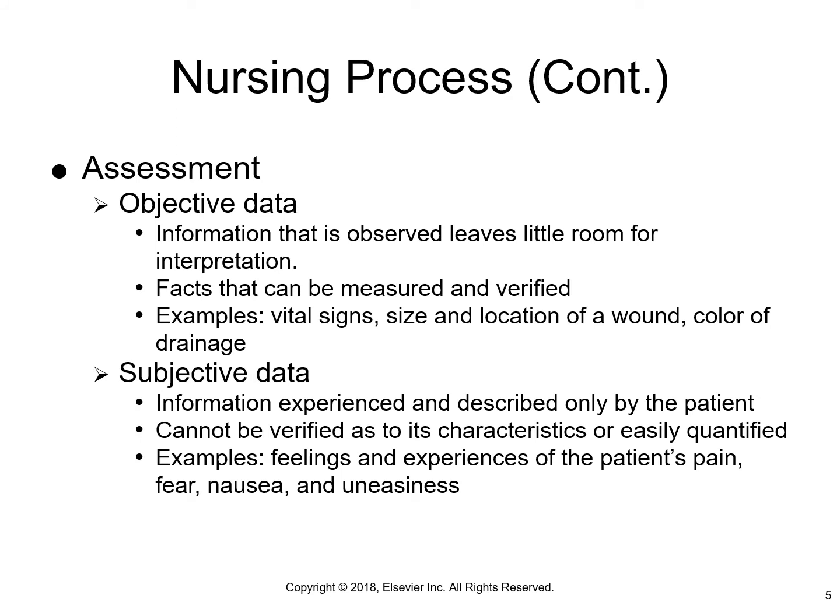In assessment, you have objective data and subjective data. Objective data is information that leaves little room for interpretation: facts that can be measured and verified. Examples of objective data are vital signs, the size and location of a wound, and color of drainage. Subjective data is information experienced and described only by the patient. It cannot be verified as to its characteristics or easily quantified. Examples are the patient's feelings and experiences of pain, fear, nausea, and uneasiness.